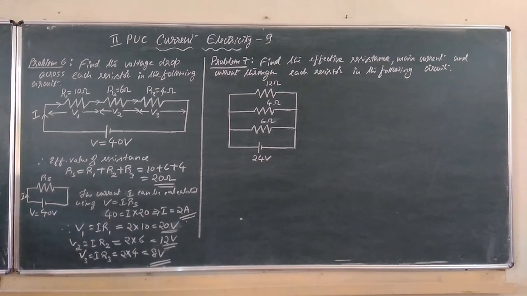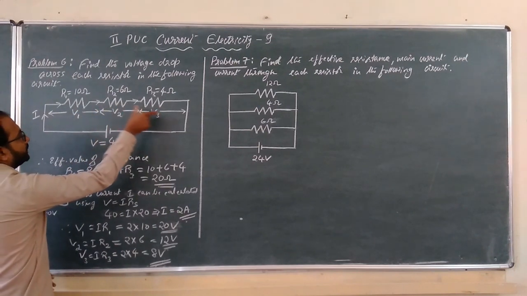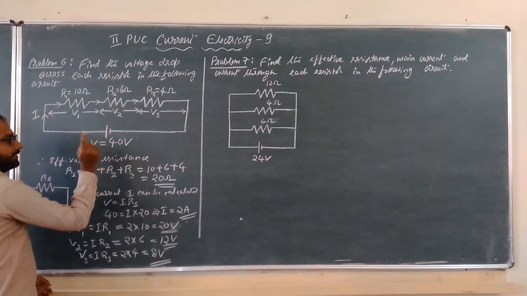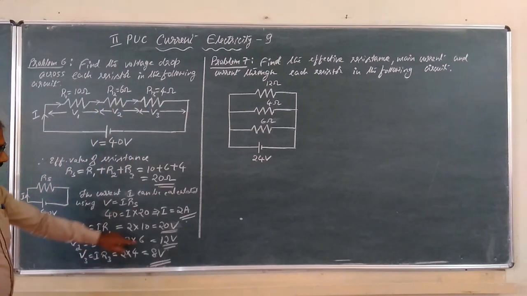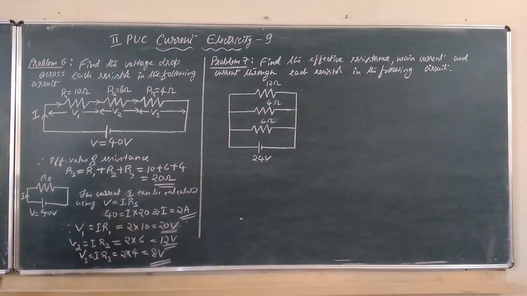If the sum of these three voltages across the individual resistors is added, you will get the net voltage, that is 20 plus 12 plus 8, that is 40 volt. V is equal to V1 plus V2 plus V3 in series combination, right? The current flowing through each resistor is the same. The effective resistance is R1 plus R2 plus R3. So this is one simple problem.